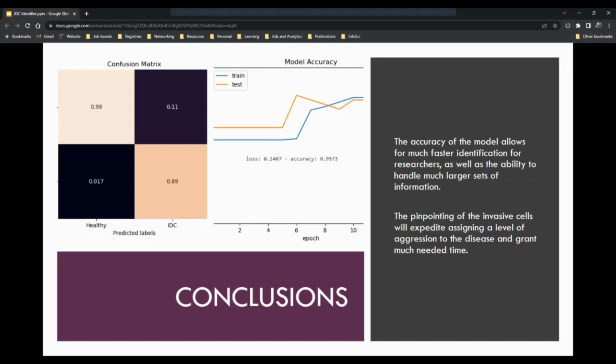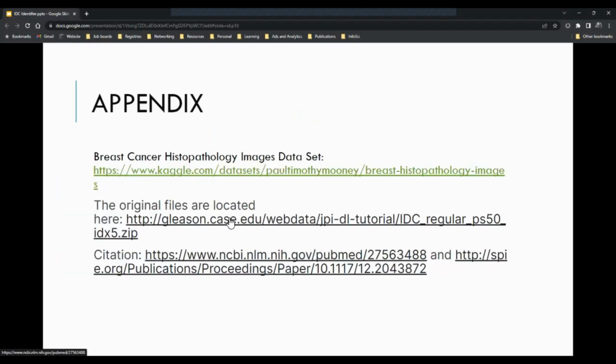Up next is the appendix, which has all of the citations. Here, look, there's an appendix that contains all of this. And so now, stop sharing. Back to me.